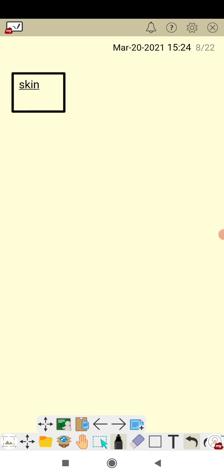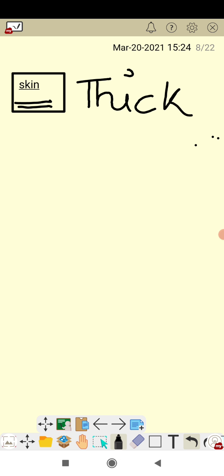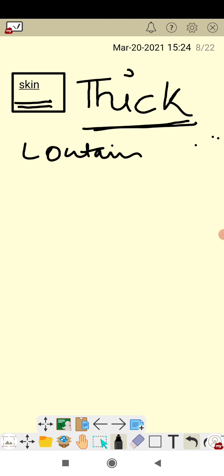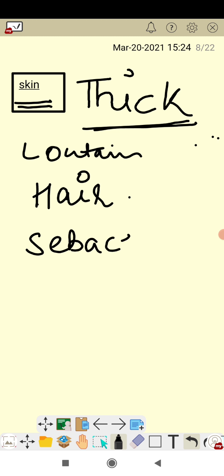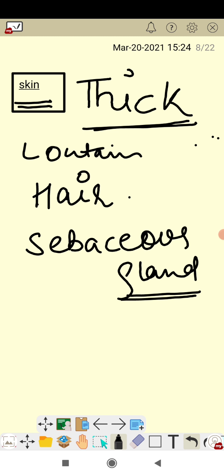Now first of all, skin. Skin contains what type of skin? Thick skin. In histology we study about skin types. The skin is basically of two types, thin skin and thick skin. In scalp we have thick skin. It contains hair, sebaceous gland and sweat gland.